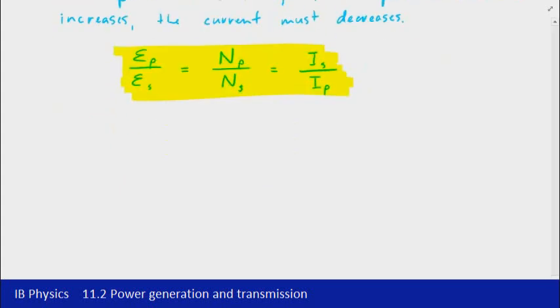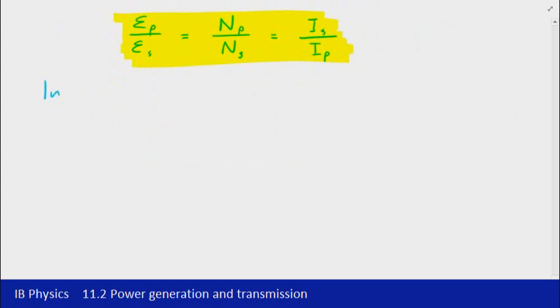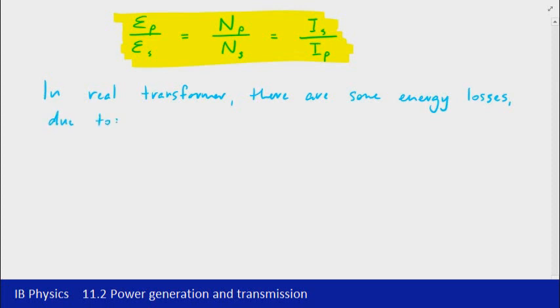Now if we consider a real transformer, as we said, in an ideal transformer there are no energy losses. In a real transformer, there are definitely energy losses, and we're just going to talk about what some of them are, and they can be minimized depending on which of the energy losses we're talking about. These are due to a few different factors and a few different design aspects of the transformer itself. So the first one that we need to consider is due to eddy currents in the core.